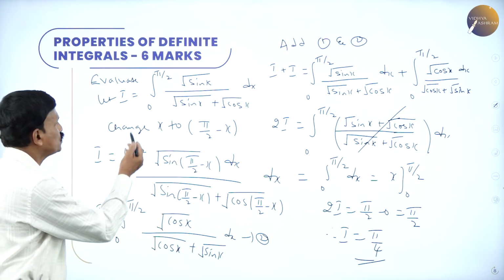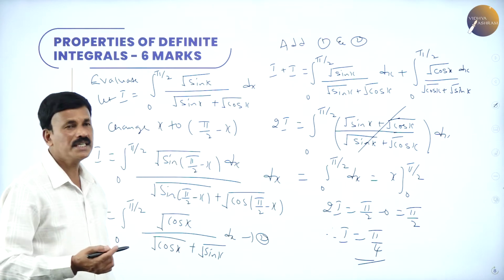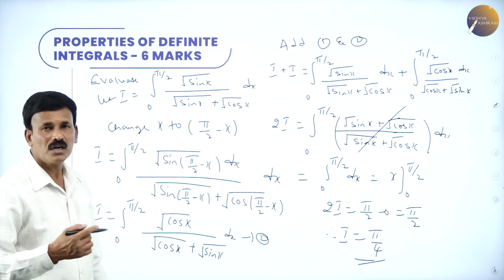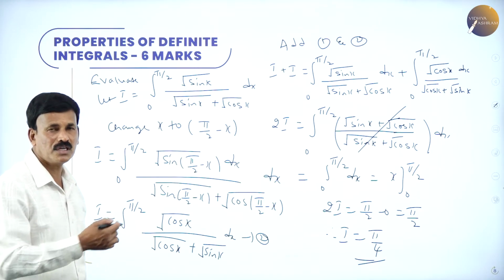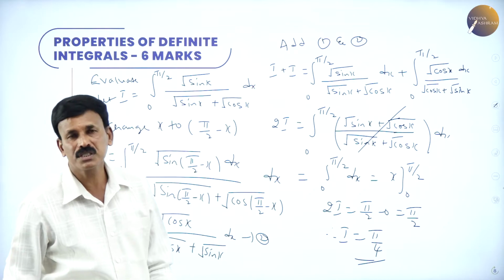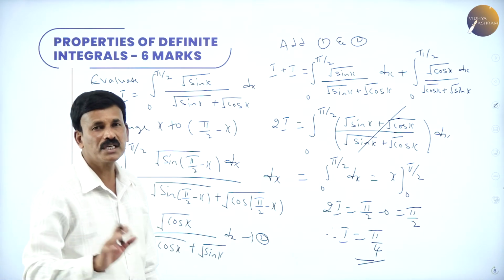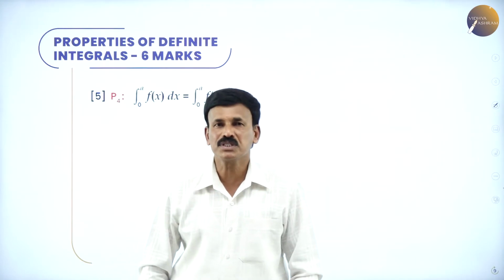Whenever a problem like 0 to pi by 2 root of sin x by root of sin x plus cos x, or sin x by cos x plus sin x, or sin cube x by cos cube x plus sin cube x, whatever may be the value in this form, the answer you are going to get is pi by 4. That's it. Very important. So you may expect this for 6 marks. Okay. Let us come to the next problem.